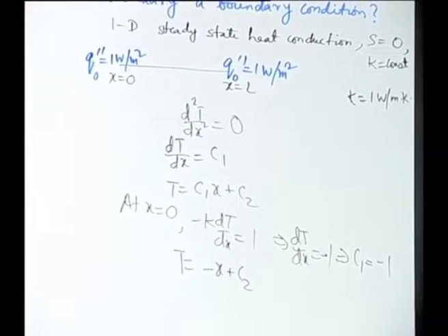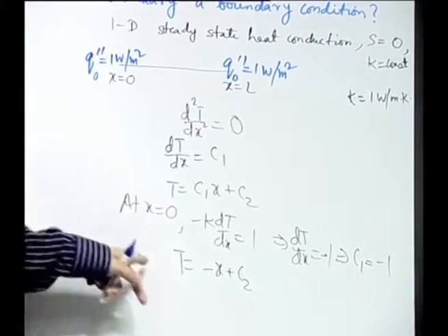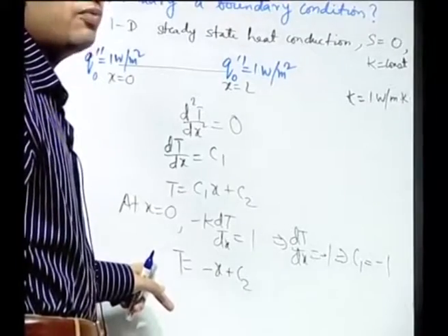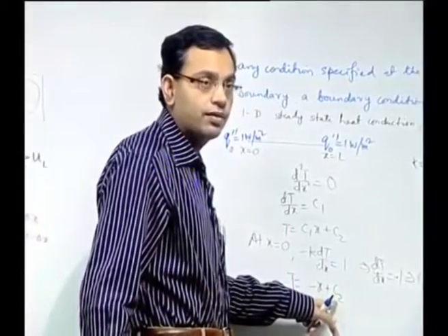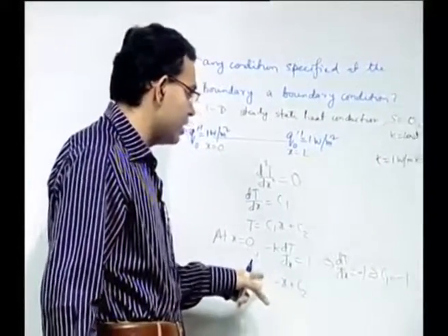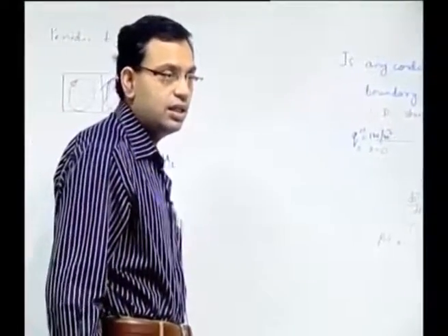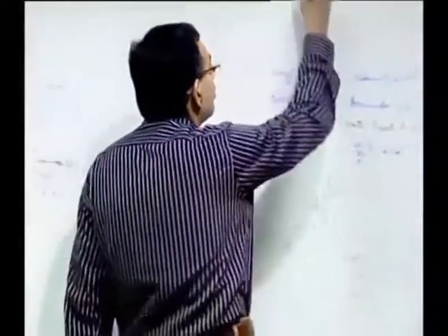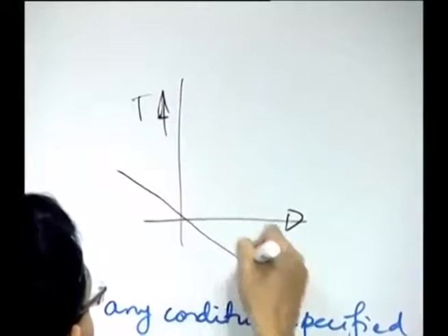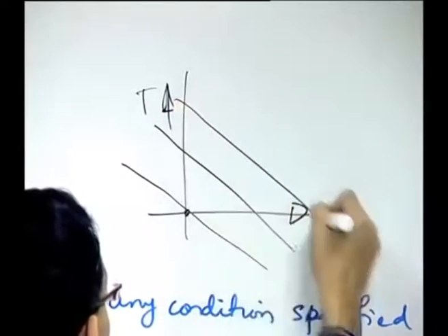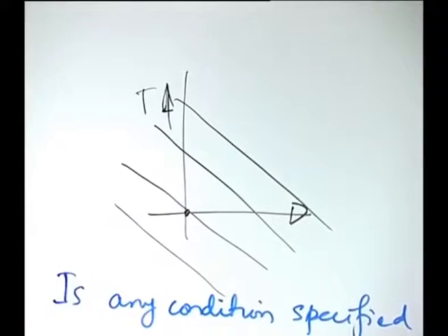So it violates the requirement of uniqueness of the solution. It does not mean that the solution does not exist, it only means that an infinite number of possible solutions will exist depending on C2. So all these solutions are parallel straight lines in the T-x plane. So if you plot all the solutions, all these could be possible solutions.